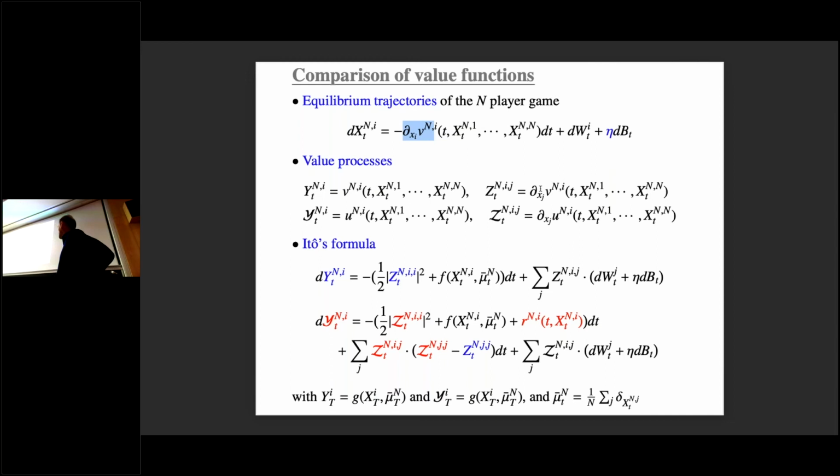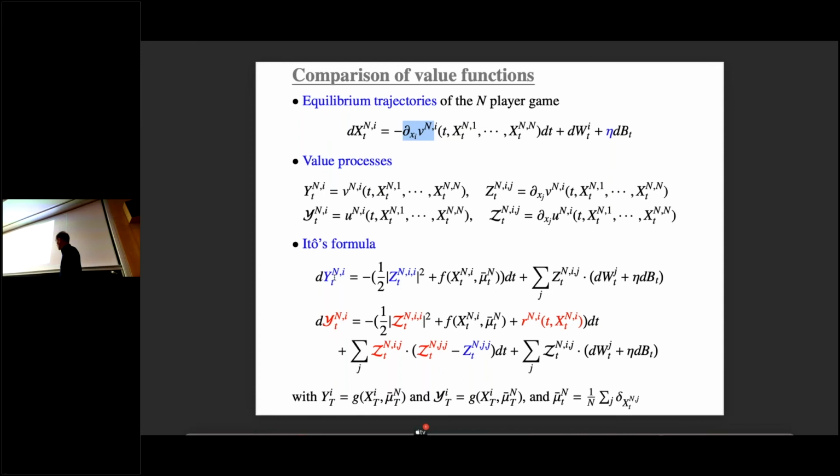Now you say, what is the evolution of the value straight Y? If you remember what I said yesterday morning about forward backward stochastic differential equation, this is it. This is the evolution of the cost or the value along my particles. This is exactly the same principle. And now this is just an application of Itô's formula. This is the verification theorem that I mentioned yesterday. It is exactly the same.